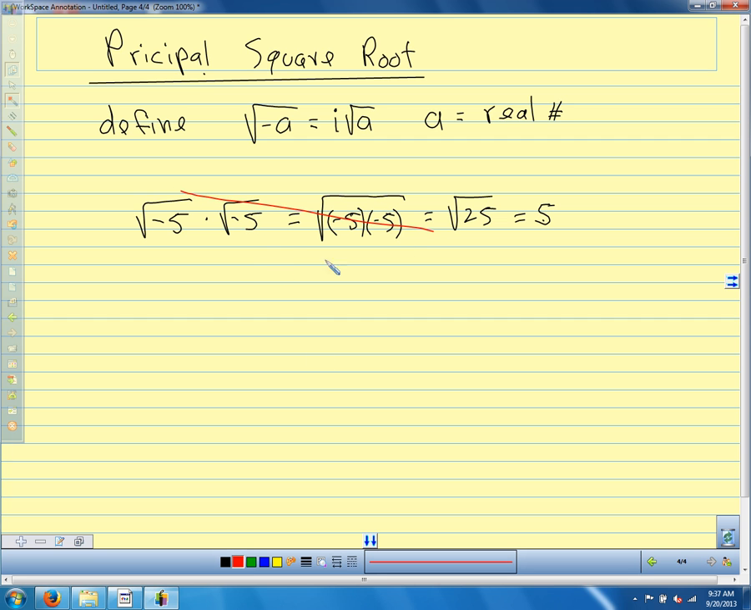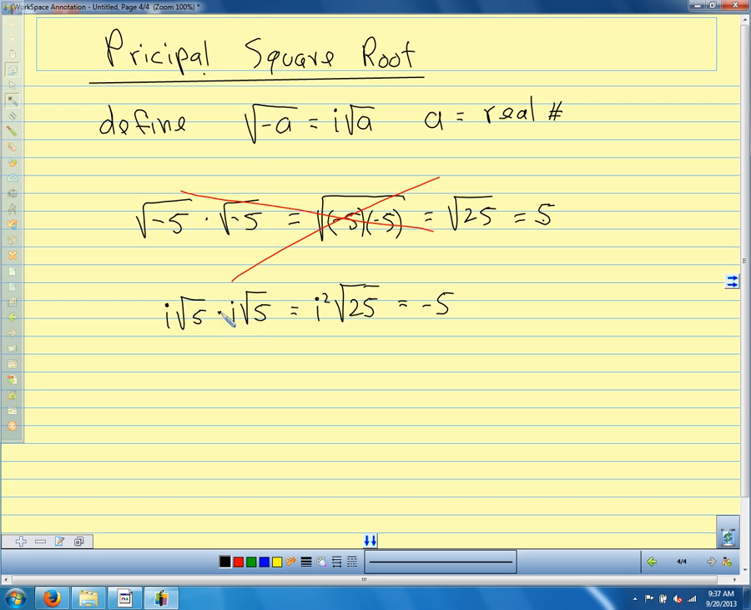We don't want to do this. We want to use our definition and say this is i times the square root of 5 times i times the square root of 5, which is i squared times the square root of 25, which is -5.